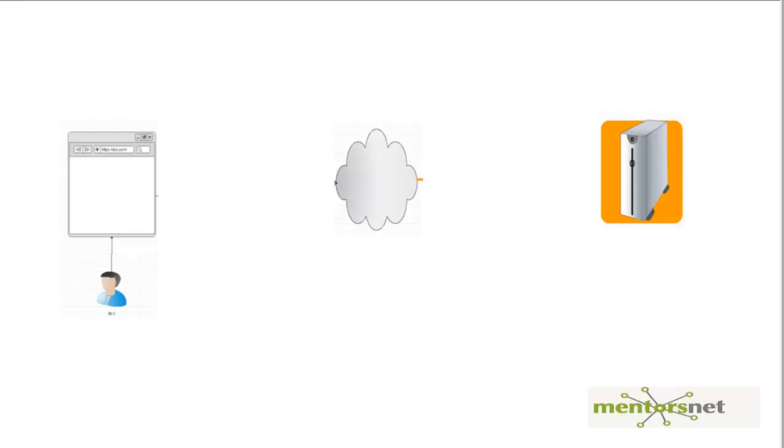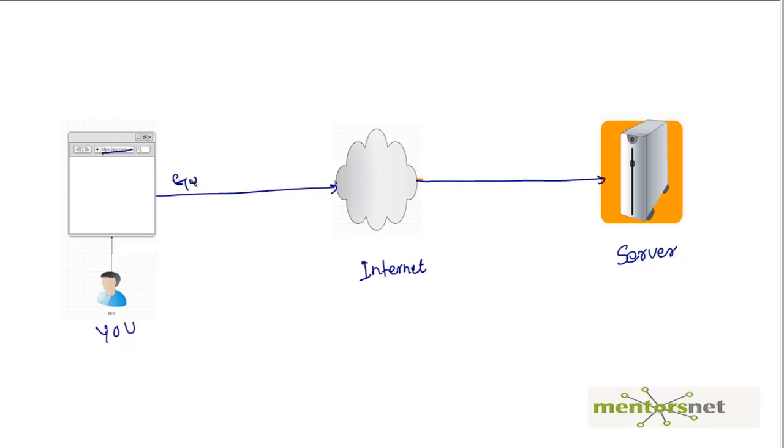So let's consider a scenario. This is you, and you are trying to access a website, and that website is served from this server. And this is the internet. Let's say you type the URL on the browser and try to get an index page from this server. Your request goes through the internet to the server, and that is a GET request. Then the server understands the request and responds back to you. So this is how you browse a website.